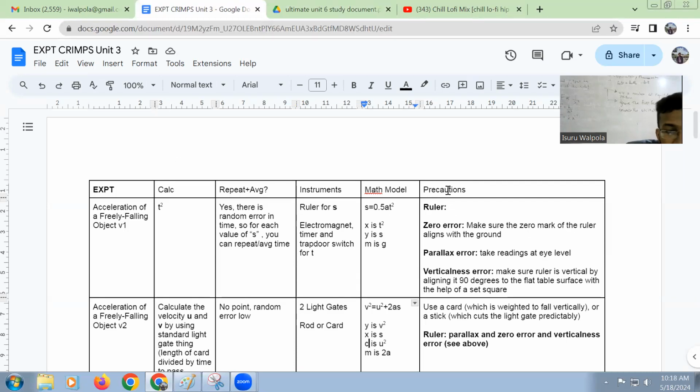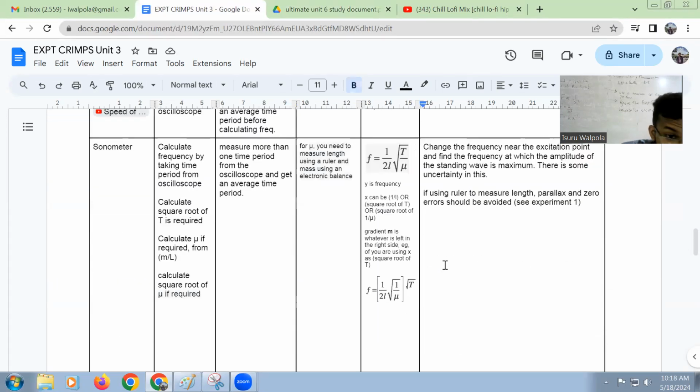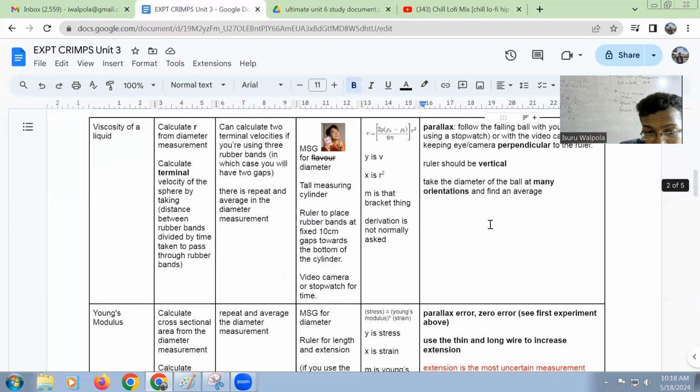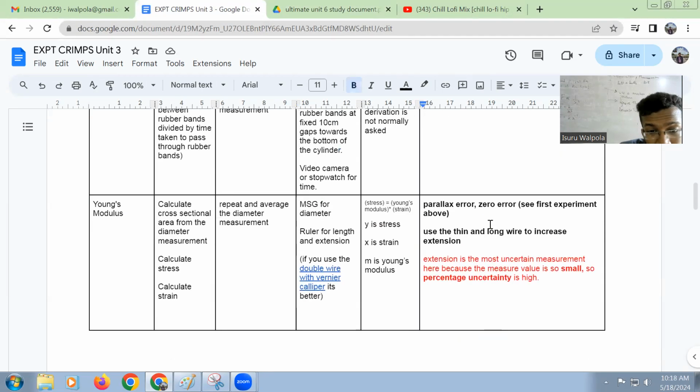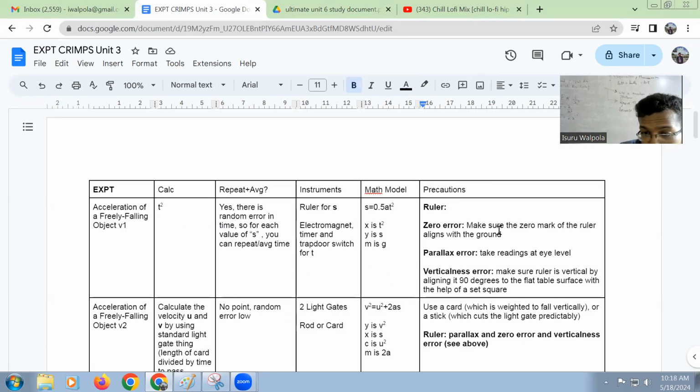And lastly, we have the precautions. This is quite important because in each experiment, there are some errors that you may encounter. If you're using a ruler, there are some standard errors: zero error, parallax error, verticalness error, which occur anywhere you use a ruler. For example, here parallax error and zero error occur due to the ruler, so I haven't repeated them in this row. I've said to refer to the first experiment.